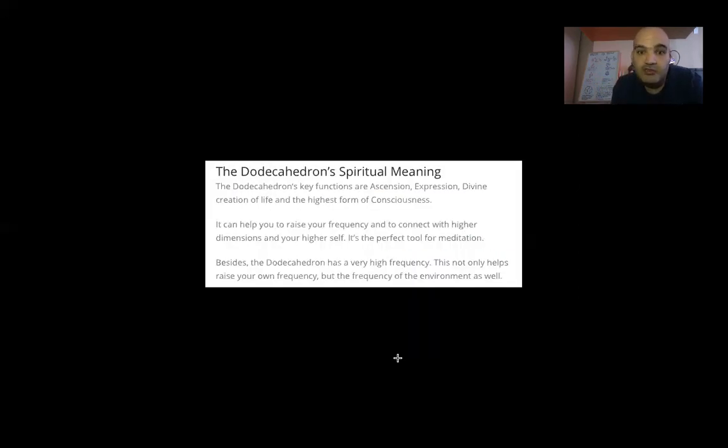The dodecahedron's spiritual meaning. The dodecahedron's key functions are ascension, expression, divine creation of life, and the highest form of consciousness. It can help you raise your frequency and connect with higher dimensions of your higher self. It is the perfect tool for meditation. Besides, the dodecahedron has a very high frequency. This not only helps raise your own frequency, but the frequency of the environment around you as well.